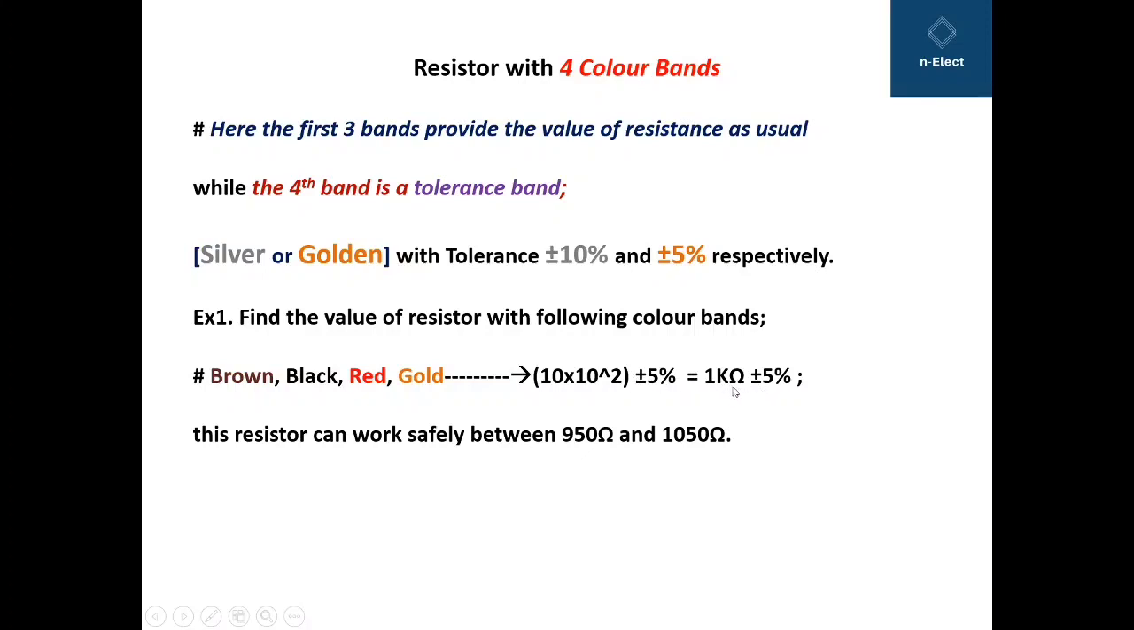Now 1 kilo ohm plus minus 5%. So 5% of 1 kilo ohm is 50 ohms. Therefore, you can add 50 ohms and you can subtract 50 ohms from 1 kilo ohm, and therefore you will get the range in which the resistor with these color bands can work safely, from 950 ohms to 1050 ohms.